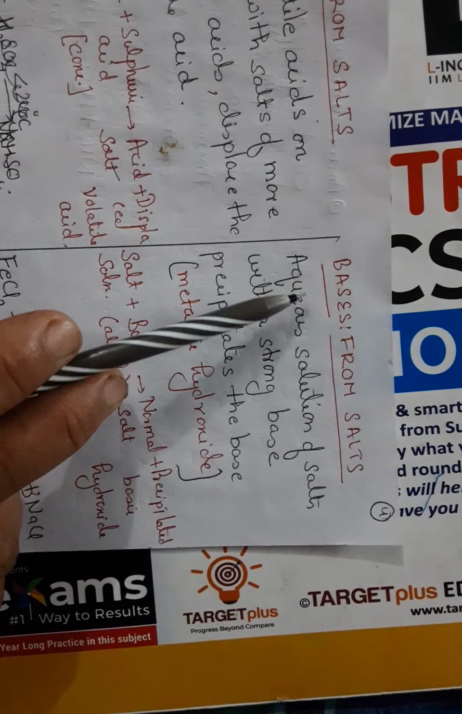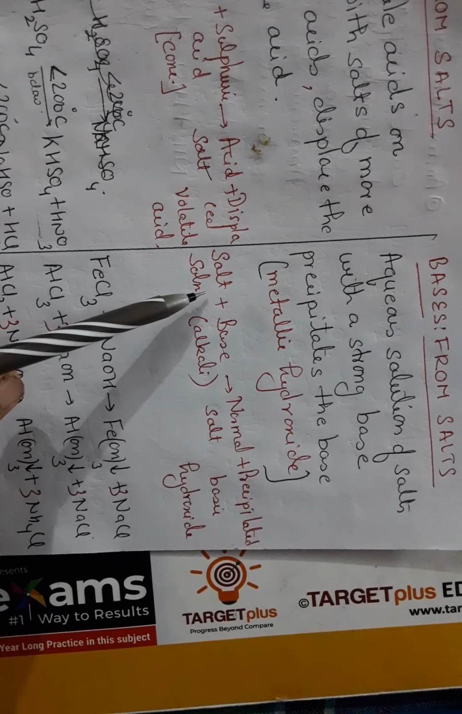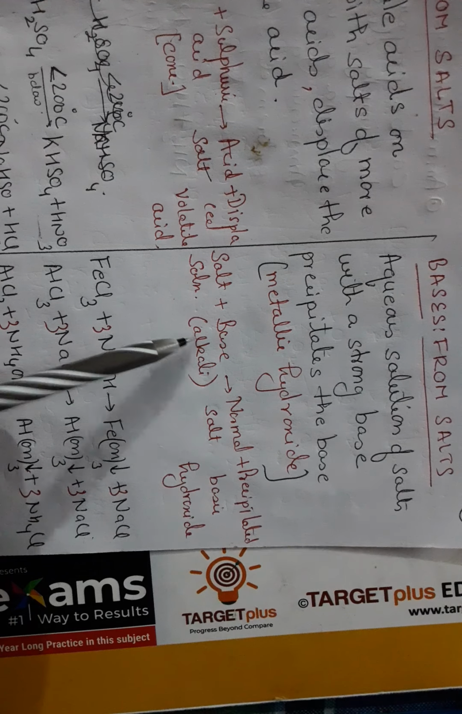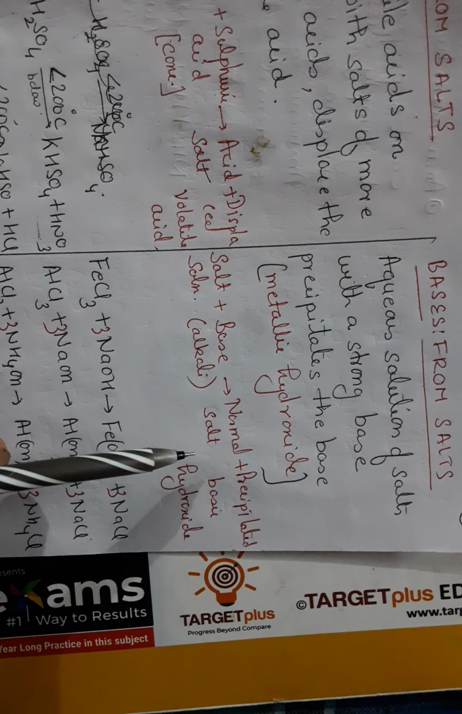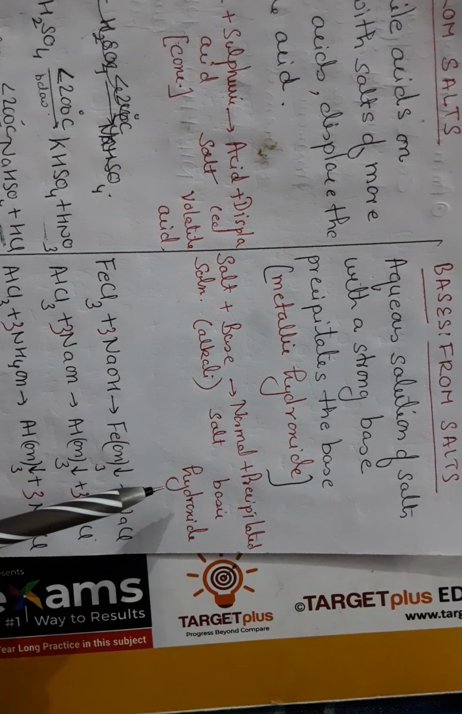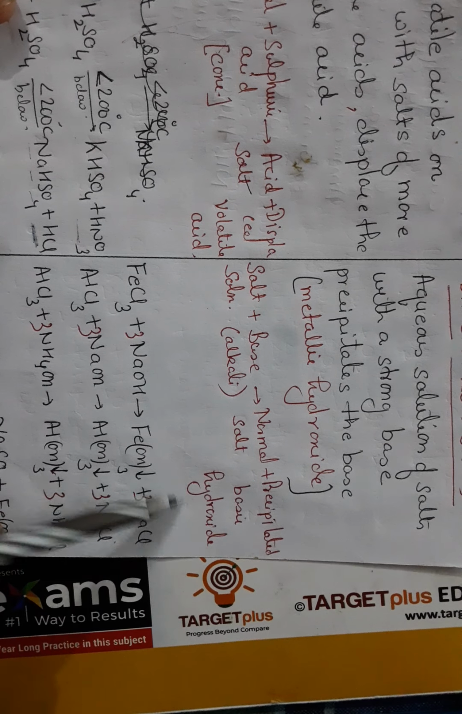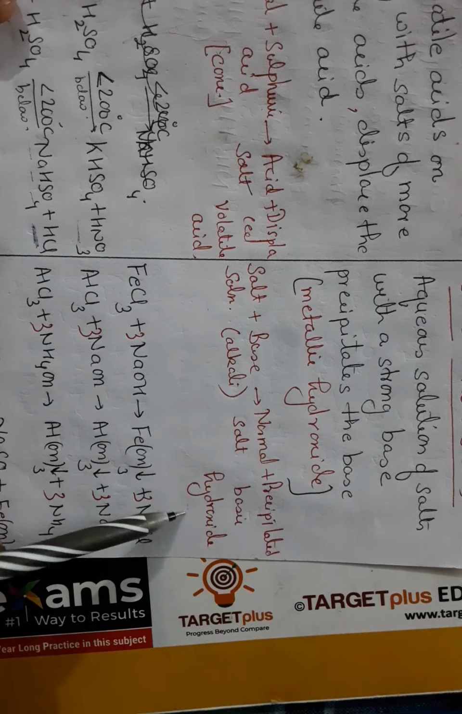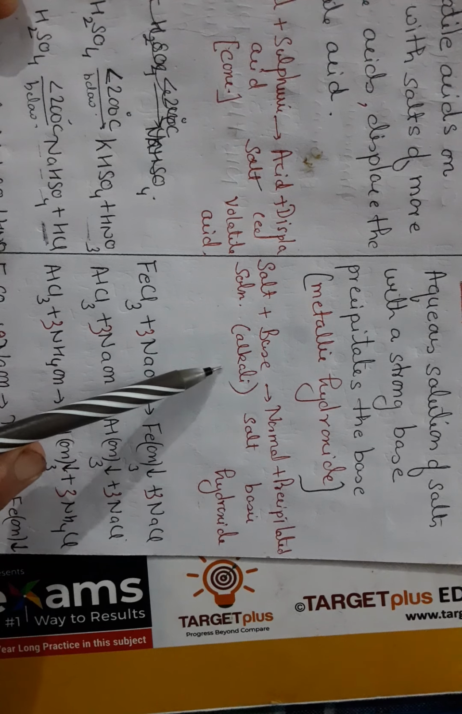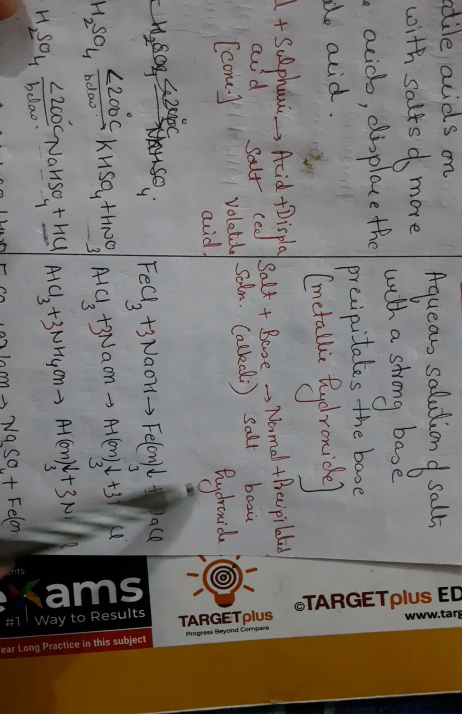Now, preparation of bases from salt. An aqueous solution of salt, when reacted with a strong base, precipitates the base. So we will get a precipitated base in the form of metal hydroxide. Salt solution, when reacted with a base or alkali, gives a normal salt and a precipitated basic hydroxide.